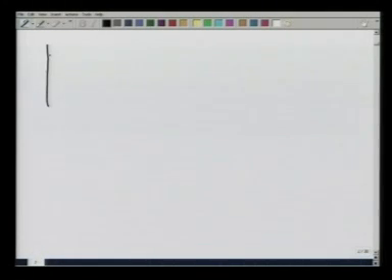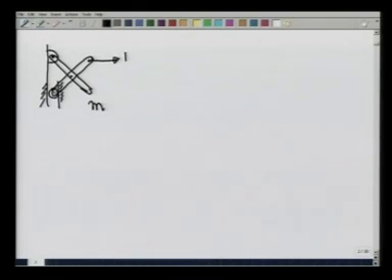Suppose I have a mechanism made up of two bars, a scissors-like mechanism with a pin joint here and a roller here, which is free to move between these two walls. Each bar has a mass m, and this is kept in equilibrium by applying a force F at this point.